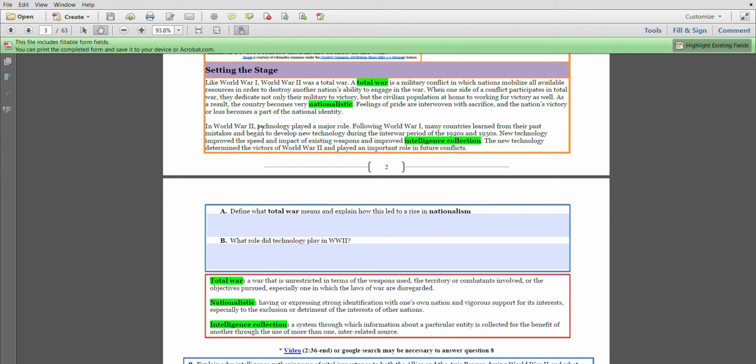In World War II, technology played a major role. Following World War I, many countries learned from their past mistakes and began to develop new technology during the interwar period of the 1920s and 30s. New technology improved the speed and impact of existing weapons and improved intelligence collection. The new technology determined the victors of World War II and played an important role in future conflicts.